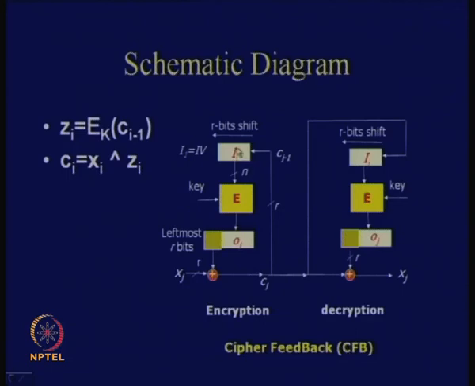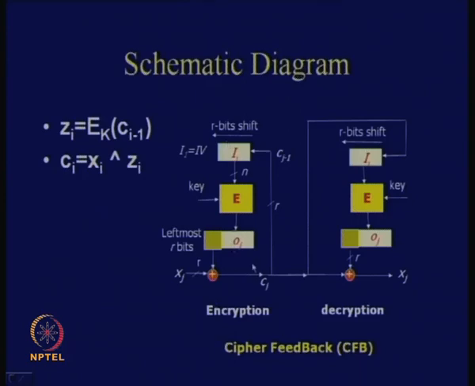In CFB, you initially start with the IV, you encrypt the IV and you obtain a corresponding output. Then you choose the first R bits of this output and XOR them with another R bits of the input. Then you take this corresponding ciphertext and feed it back. So the name is cipher feedback, because you are actually feeding back the cipher.